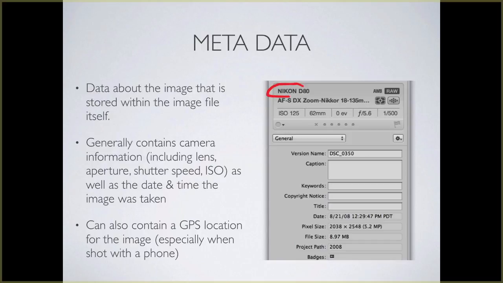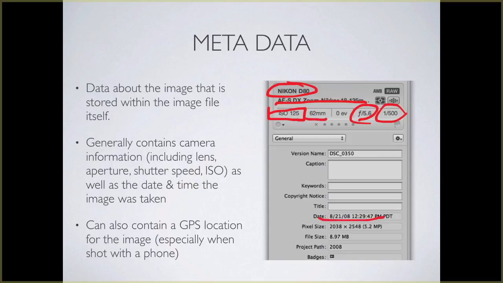We could see right here that it was shot with a Nikon D80. It tells me exactly what the lens was. And then here's a bunch of information that we talked about last class. So the ISO of this was 125. The lens length was 62 millimeters. That was what telephoto I had dialed in when I shot this. The aperture was 5.6, right? And the shutter speed right there was 1/500th of a second. So the digital file, the photograph, contains that information for me.